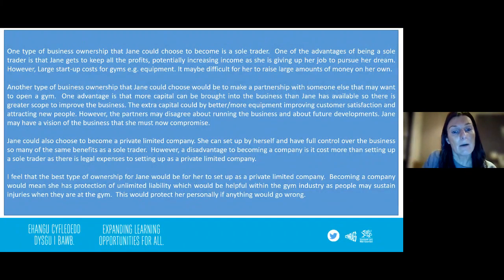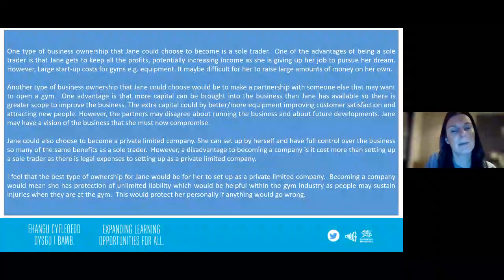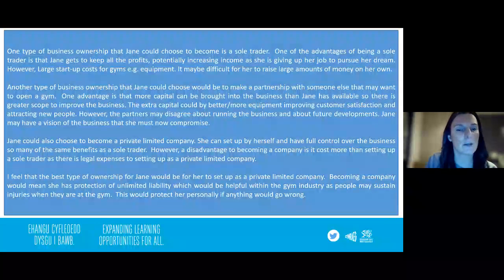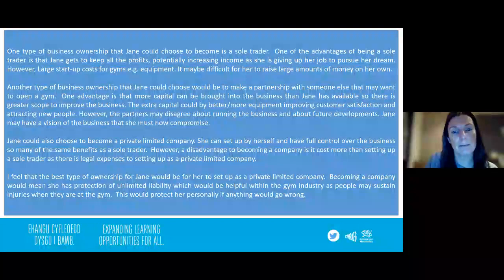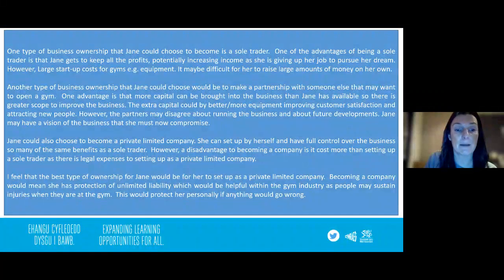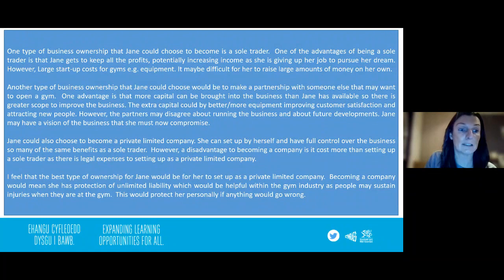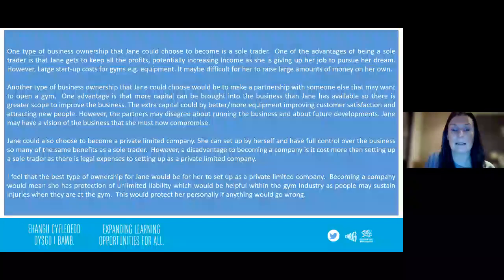I then go on to talk about private limited company. Again, I'm not sure whether I need to have this third paragraph in to get the full eight marks, but I've put it in anyway just to make sure, because obviously it talks about different ownerships, and being a company is one of the types of business ownerships that she could choose. So Jane could also choose becoming a private limited company. She can set up herself and have full control over the business. So many of the same benefits of a sole trader. However, the disadvantage to becoming a company is it costs more than setting up a sole trader, as well as legal expenses to setting up as a private limited company.